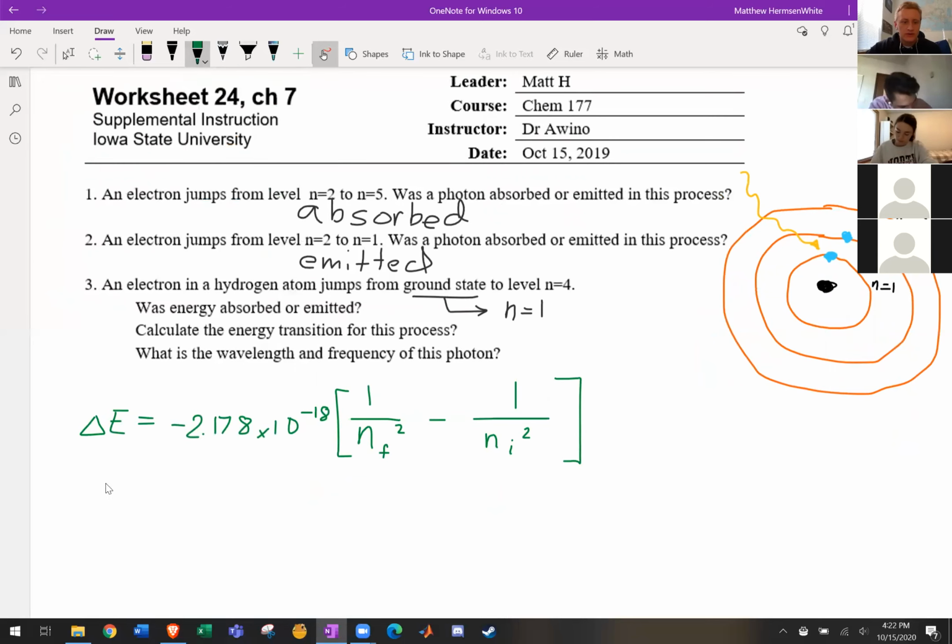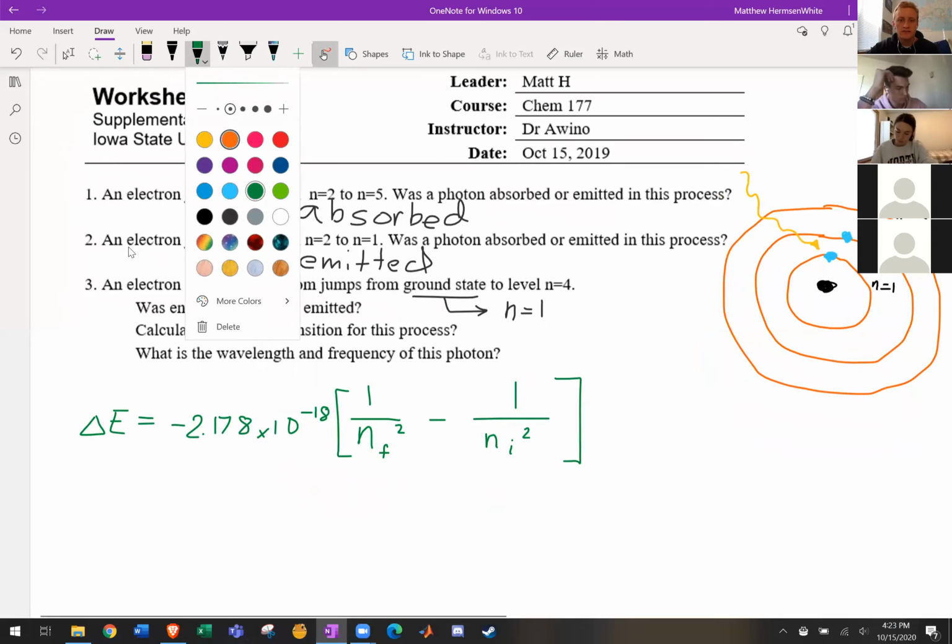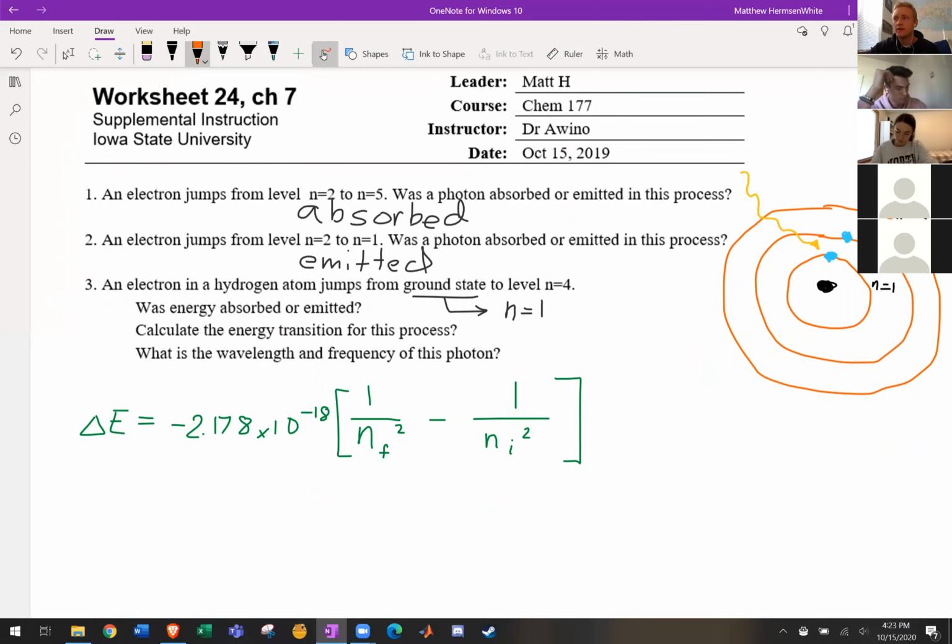So moving on to number 3. So first of all, was energy absorbed or emitted in this process? Well, once again, we're going from state 1 to state 4. So this is going to be an absorption.